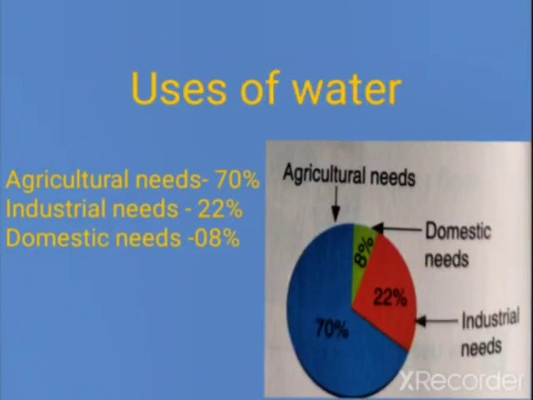See, now uses of water. When we see the total 100% water, agriculture needs 70% of the water, then industry needs 22% water, and domestic needs 8% water. You can look closely at the picture. Most of the water is needed for agriculture, 70%. Then industrial needs 22%. And domestic, or we can say personal use, 8% water.